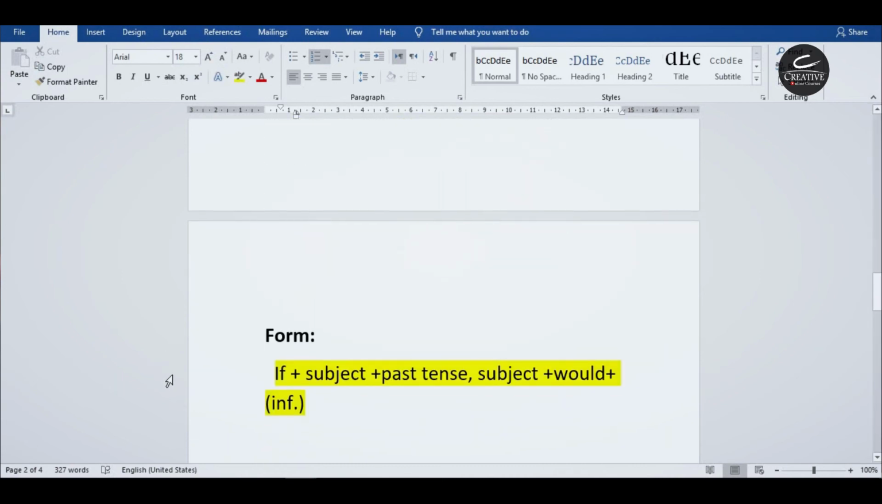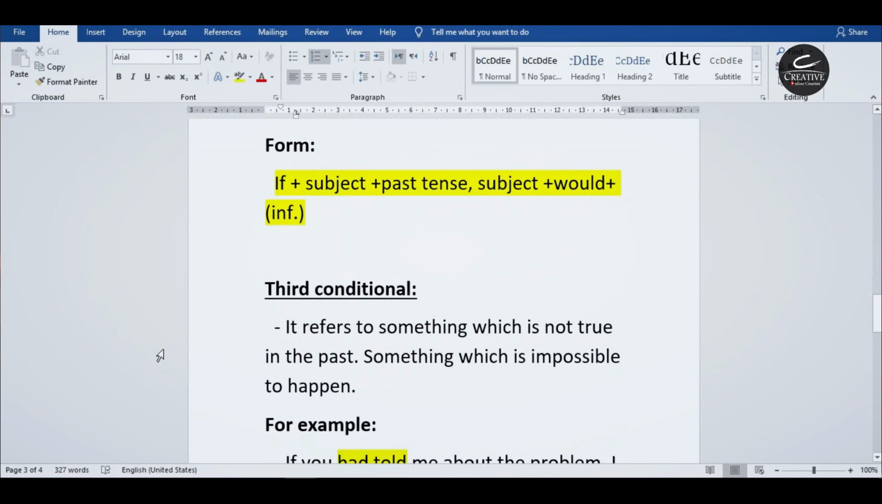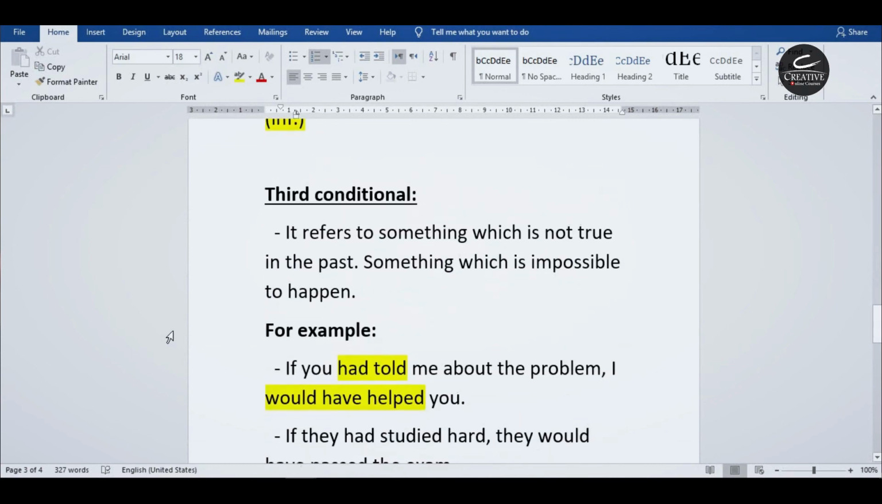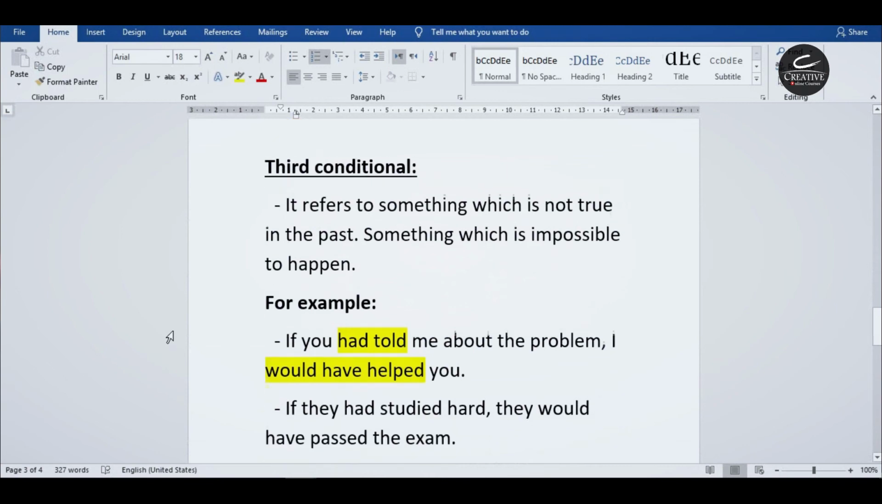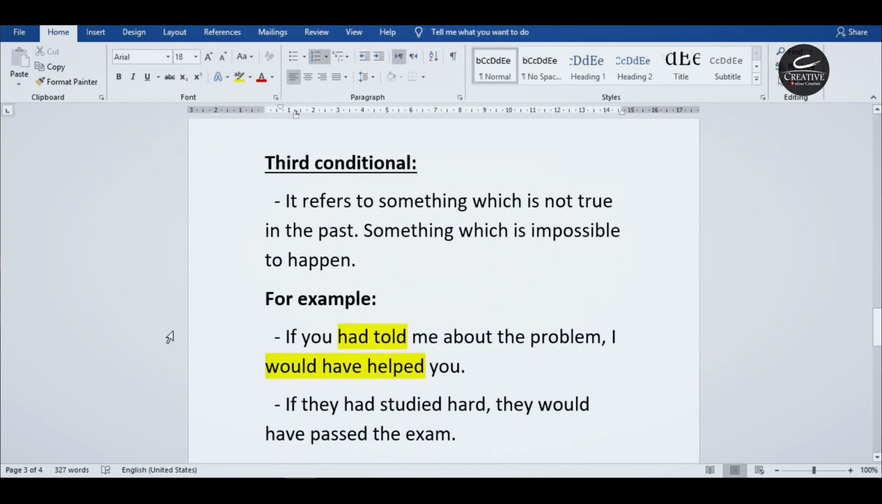Okay, we have also the third conditional. We use it to talk about things that are impossible to happen, but in the past. Okay, after if, we use the past perfect, and in the second part of the sentence we use would have plus the past participle.